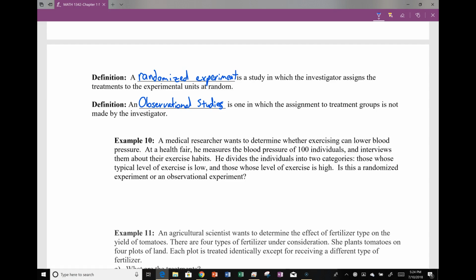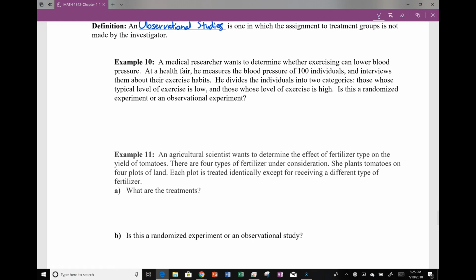On both of these, you are observing the results. It depends on, do you get to select who's in which group? If you cannot select who's in which group, then it's an observational study. And those observational studies are more like your lifestyle changes or your lifestyle effects, choices, that type of thing. So let's look at example 10.